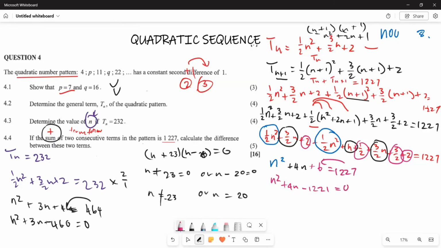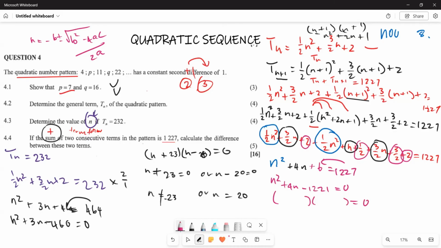I know most of you are going to struggle when it comes to factorizing this. If you are struggling to factorize this, you can always use the quadratic formula, which is n equals negative b plus or minus the square root of b squared subtract 4ac, over 2a. You can always use this to solve this quadratic. But if you are fine with factorizing, you are just going to open your two brackets and equate this to 0.